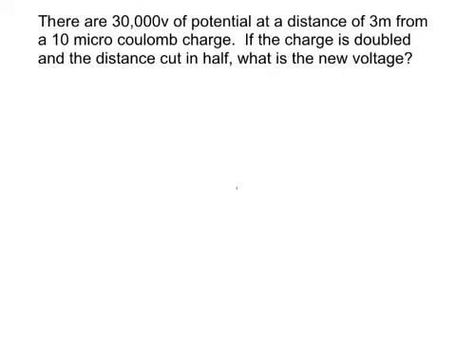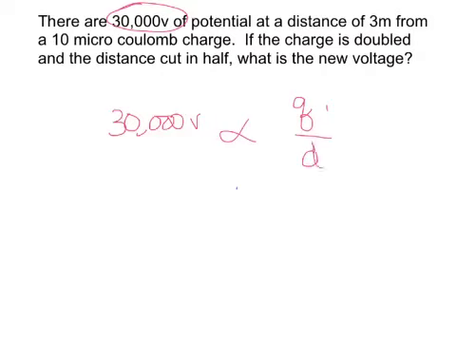Now, we can start off with the initial condition, and we could say that the voltage, 30,000 volts, was produced when we had the original charge of 10 microcoulombs at a distance of 3 meters, the original distance. And so whatever we do to one side, we have to do to the other. So they say that they want to double the original charge, and they want to cut the other distance in half. So you can see that I have a coefficient of 2 over 1/2 added to the right-hand side. I would have to put that same coefficient on the left-hand side.